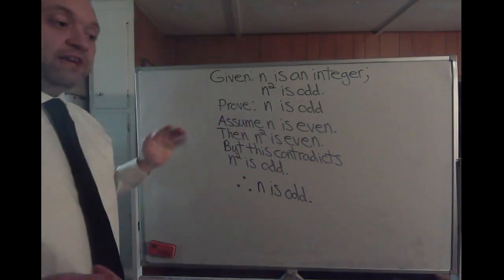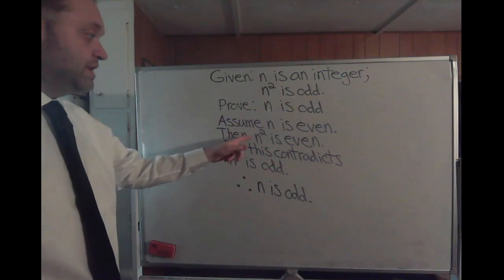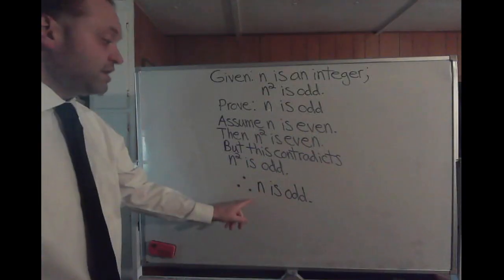Now, again, if you take an even number and set it to the second power, you're going to get an even number. Then n squared is even. But this contradicts n squared is odd. Therefore, n is odd.